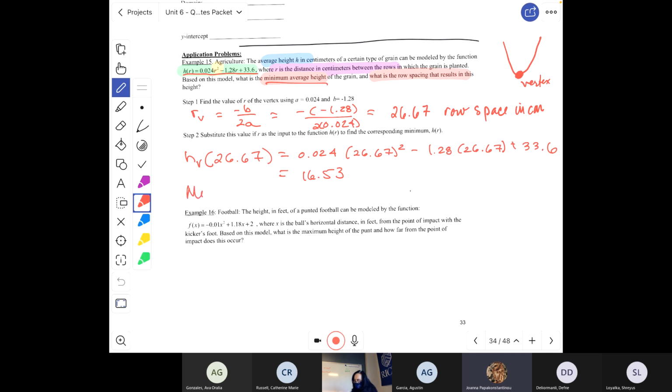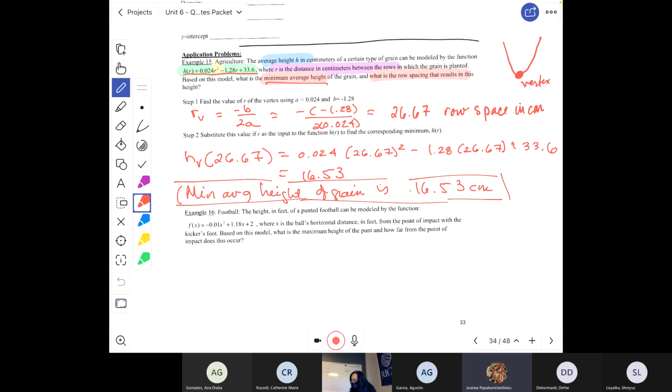So this is telling me that the minimum average height of grain is 16.53 centimeters. Now remember, it's a word problem, so we write our answer in words and we don't forget our units of measure. Did you hear what I said? Word problems, we write our answers in words, complete sentences, answering the question, and we're including the correct units of measure. If you don't do that, you will lose points.